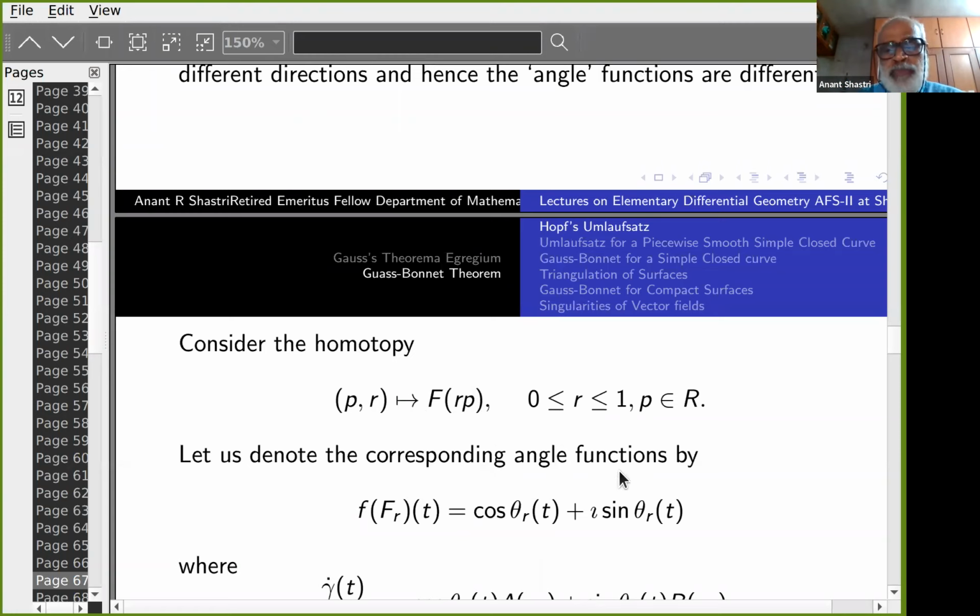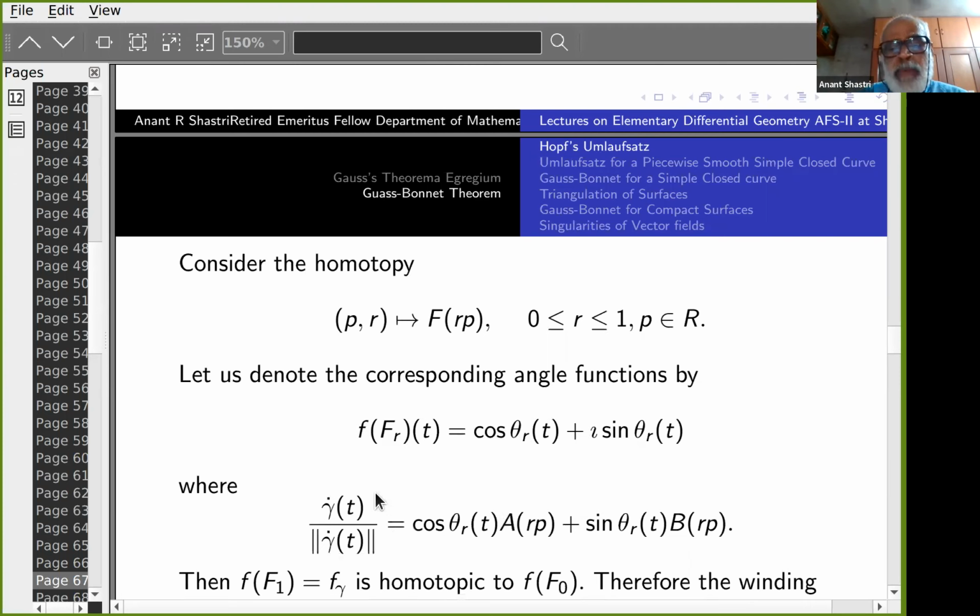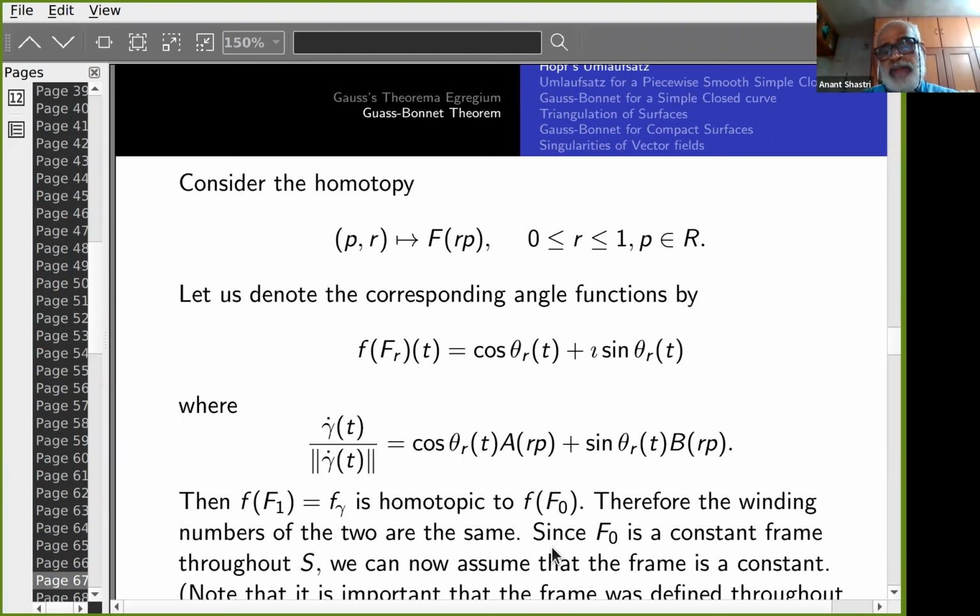So let us denote the corresponding angle theta of F_r of t. F_r I have to write because it now depends upon this r. This is just F of gamma of t, it's cos theta, which depends upon this r, plus i sin theta_r of t, where gamma dot by norm of gamma dot is the same thing, but these A_r P and B_r P are changing. Therefore cos theta and sin theta are also changing. That is a homotopy. So F1 is F gamma, and F0 is another function. They are homotopic to each other. Therefore, the winding numbers are the same.